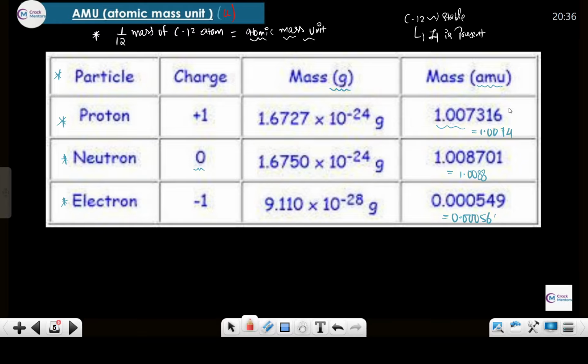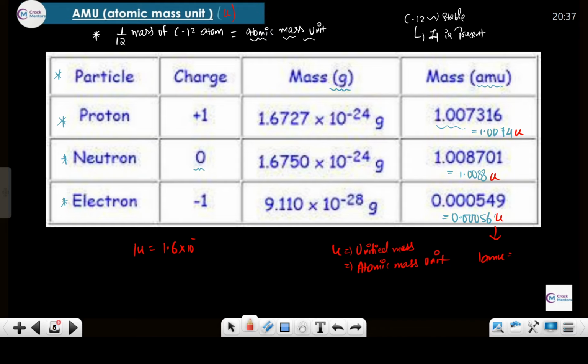After completing each value, I am putting the unit u, which resembles 1 amu. It is also called the unified mass, and also the atomic mass unit. What is the value of 1 u? 1 u has a value like 1.6 into 10 to the power minus 19.